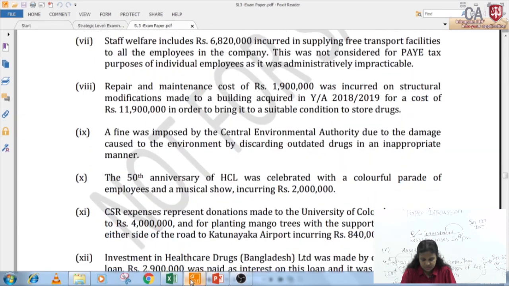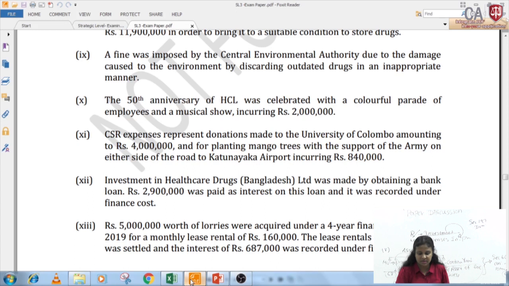Next one, which is the investment in Healthcare Drugs Bangladesh Limited, was made by obtaining a bank loan of rupees 2.9 million. It was paid as interest on this loan, and it was recorded under finance cost. Again, there is an investment in Healthcare Bangladesh Limited. On this investment, this is one of the adjustments you have to think about a little bit. Maybe at the examination you may miss it, but don't miss these things. Think, don't panic, think and then apply the information given in the question.